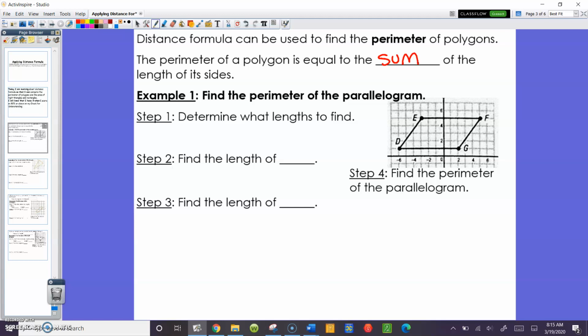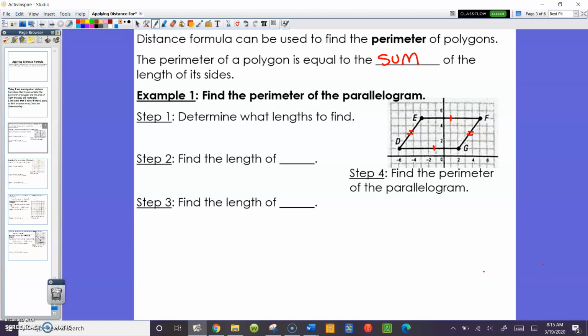The first thing that we need to do is determine what side lengths to find. Yes, for perimeter, we do need to know the length of each side, but if we know the properties of a parallelogram, that will save us some time. One of the properties of a parallelogram is that the opposite sides are congruent. So that means that line segment EF is congruent to DG, and line segment ED is congruent to FG.